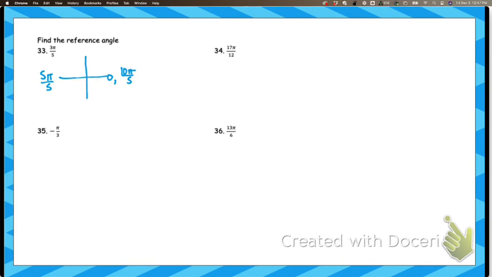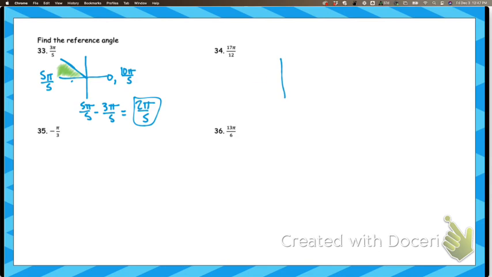So let's figure out where 3 pi over 5 is going to go. So 3 pi over 5 is less than 5, and it's closer to 5 than it is to 0, so it's going to be over here. The reference angle is the distance to the x-axis. So if I look at that total distance, it's 5 pi over 5 minus 3 pi over 5. So my reference angle is 2 pi over 5.